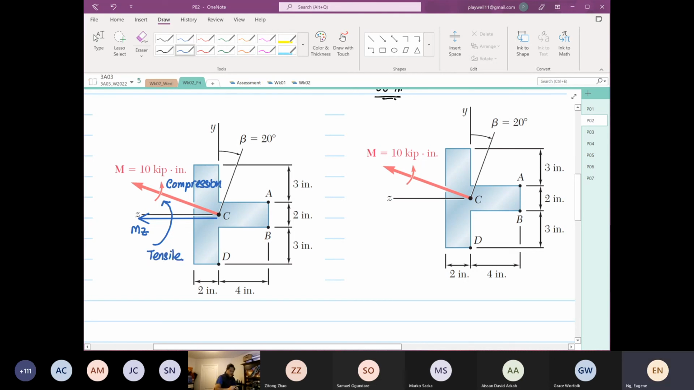Okay, and then the next one, we are going to look into your MY. So MY is in this direction, right? If you put the MY over here, I'm going to extend the arrow anyway. Again using the right hand rule, your thumb points up, then you grab. Don't close your hand. How your four fingers move is the direction of the moment.